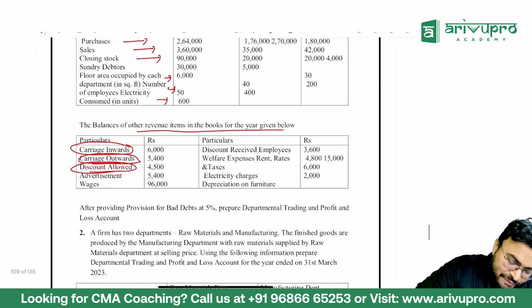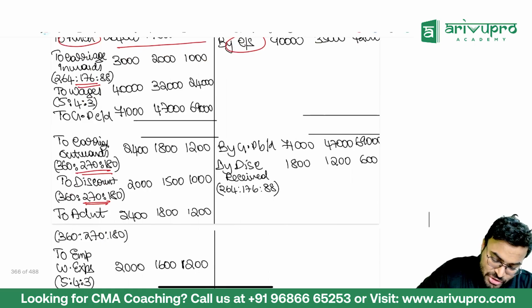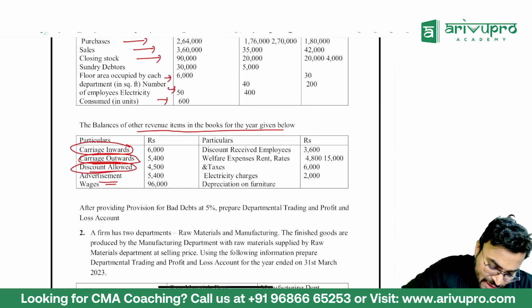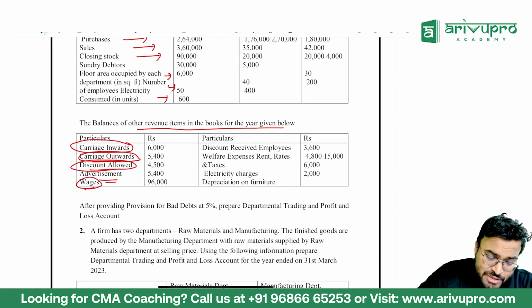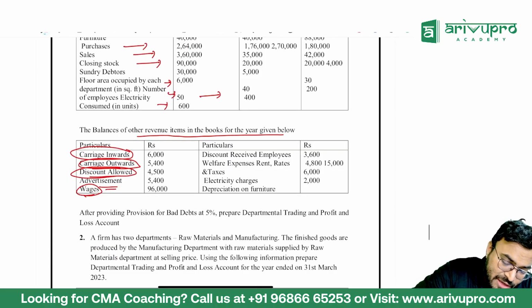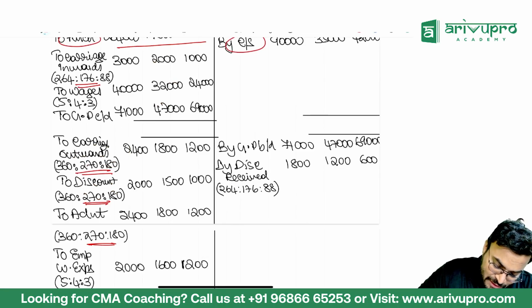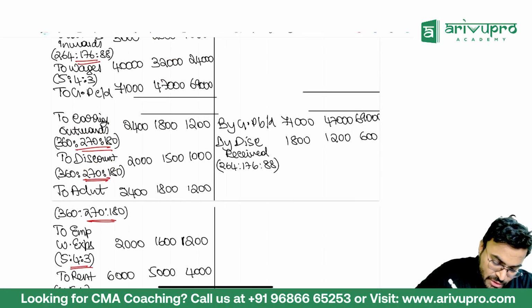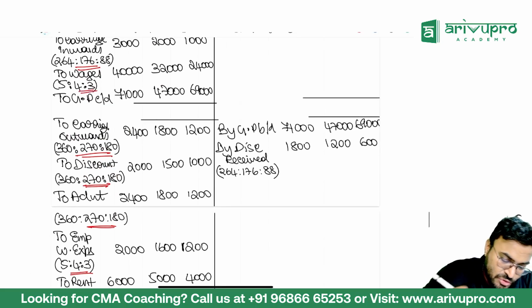Then we have advertisement. Advertisement is also based on sales. Then we have wages. Wages is based on number of employees. Can you see the number of employees? 50, 40 and 30. 5 is to 4 is to 3.